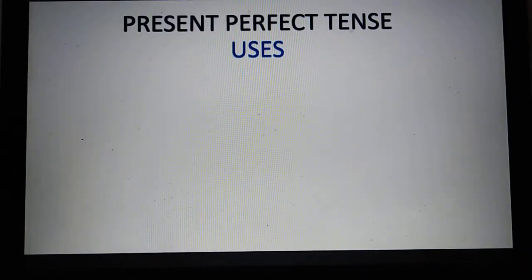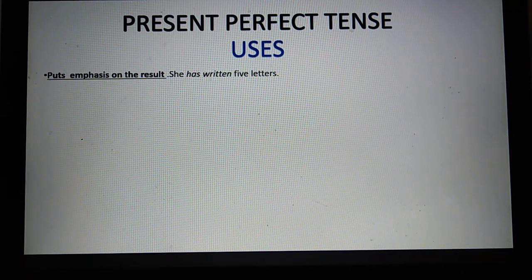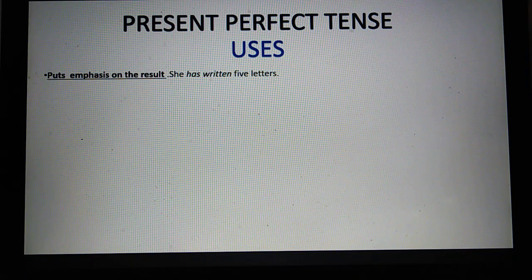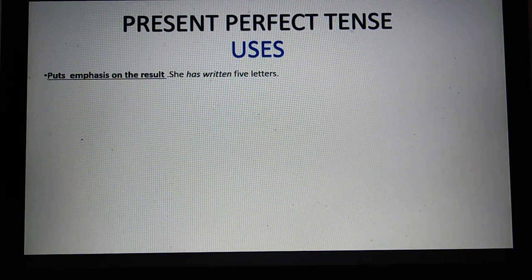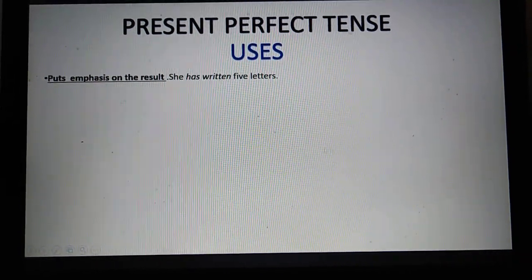Right, now let's talk about the uses of present perfect tense. So the emphasis is on the result. She has written 5 letters. So the result up to now is that she has 5 letters. We don't know when she wrote them, but the result is that she wrote 5 letters. We are talking about the result now, what we have in front of us now.